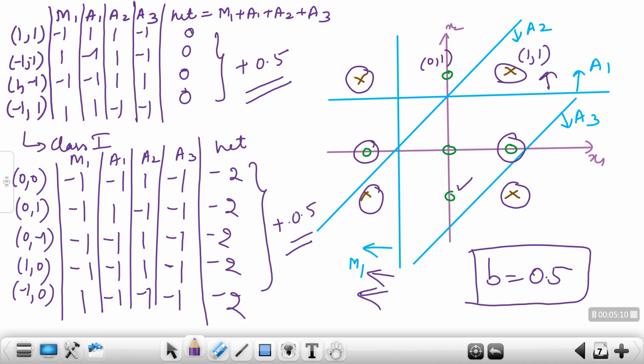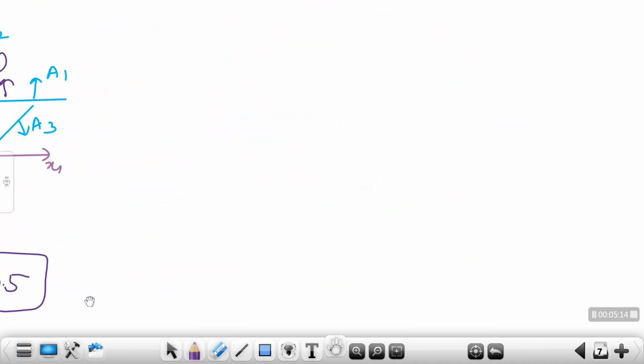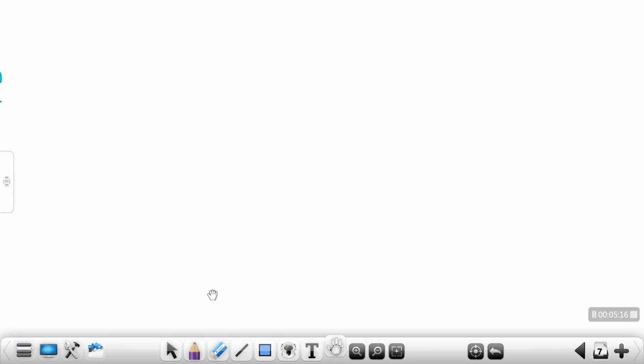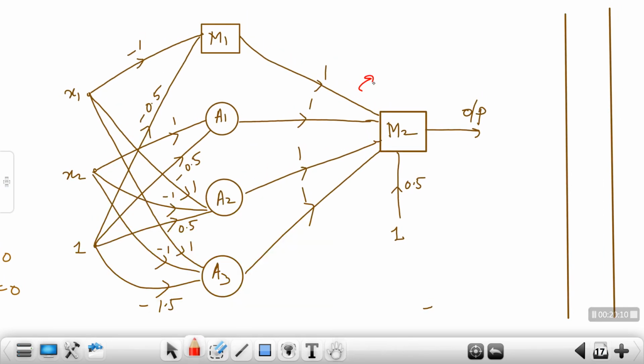And selecting the bias as 0.5, we can just draw the network. So what you have in the network is, here, the net calculation will be nothing but M1 plus A1 plus A2 plus A3 plus 0.5.